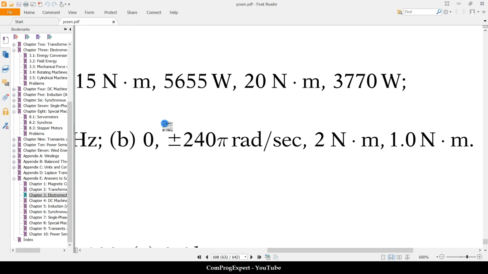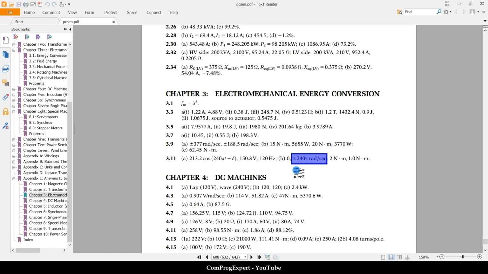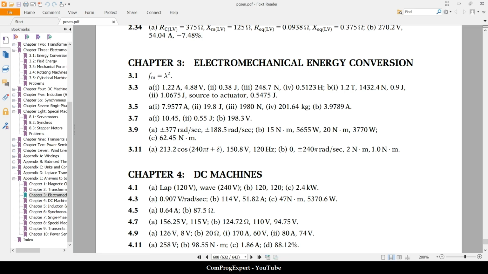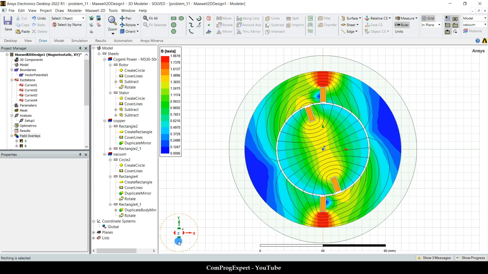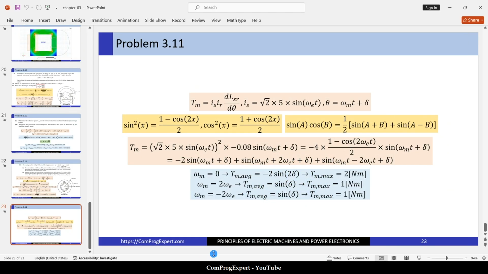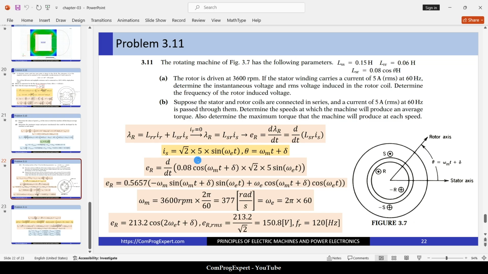For these speeds, we have average torque. This is interesting, right? If we connect the stator coil and the rotor coil in series, for these speeds we will have average magnetic torque. So you can redo the calculations that we did for this problem and solve this problem.